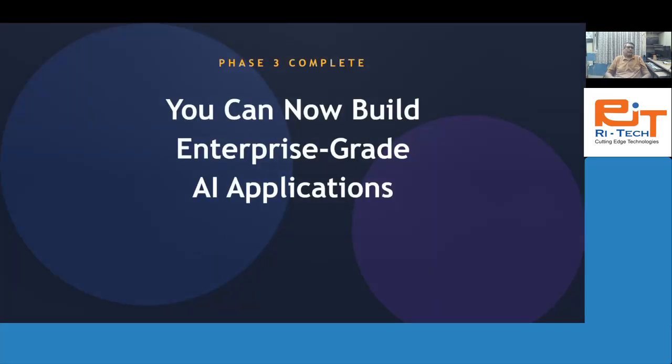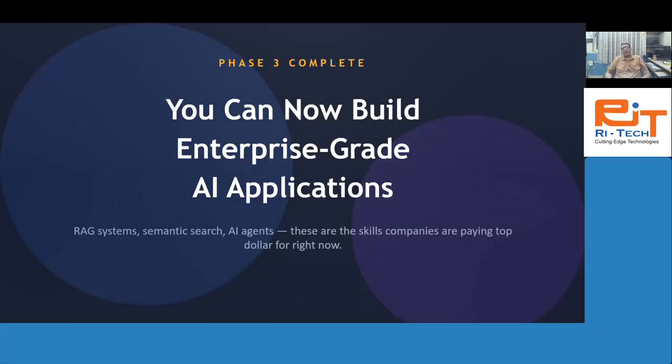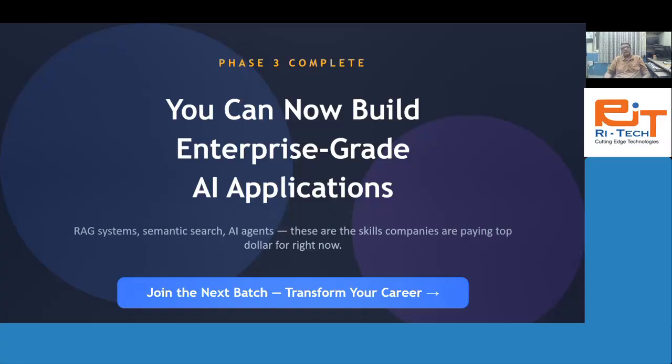So phase 3 complete. You can now build enterprise grade AI applications. We are enterprise grade ready for building AI applications. So RAG systems, semantic search, AI agents. These are the skills companies are paying top dollar for right now.